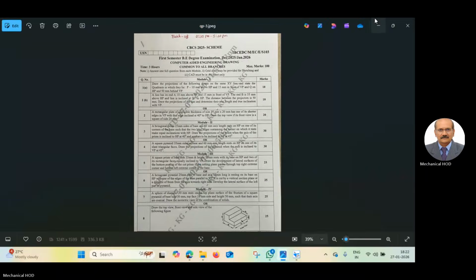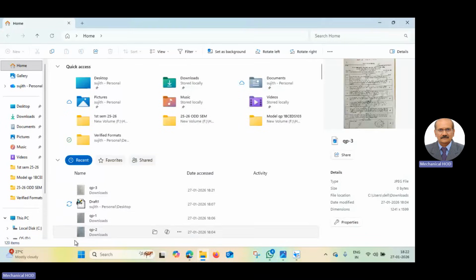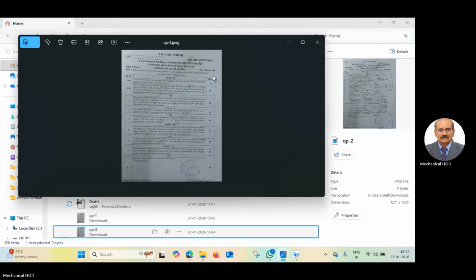Okay, now I'll take up one more question paper, today's second question paper. This question paper was given for the 11:30 to 2:30 batch. See question number 8 here. Draw the top view, front view, and side view of the following figure. So height is 75, length is 75, breadth is 75.